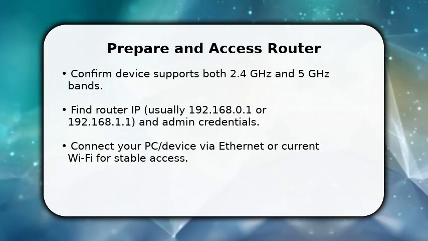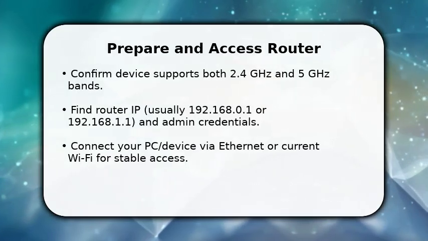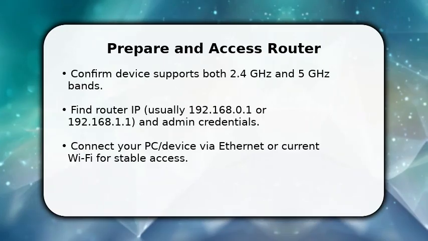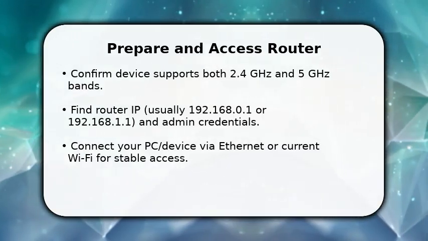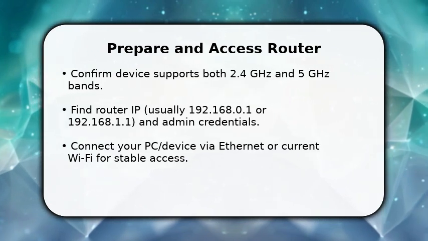You need to identify the 5 GHz network entry. Note SSID and password if you'll reuse them. This step prevents accidental lockout and sets the stage to change the operational band reliably.